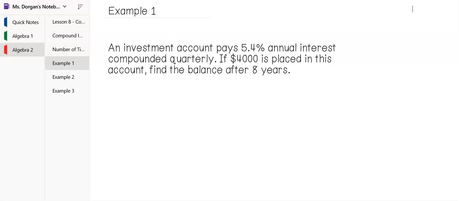Example 1 says an investment account pays 5.4% annual interest compounded quarterly. If $4,000 is placed in this account, find the balance after 8 years. So first of all, it says compounded quarterly. Now this is what tells us that this is the compounding problem, where we're going to use A equals P times (1 plus R divided by N) to the N times T. Okay, now let's go ahead and identify all of our various parts. So we have A, which is the amount in the account after T time periods, which is what we're trying to find out. We want to find the balance after 8 years.